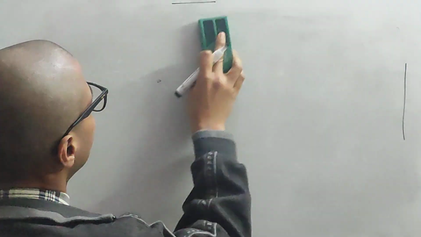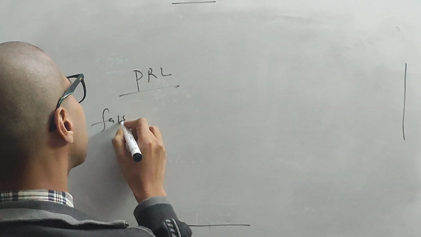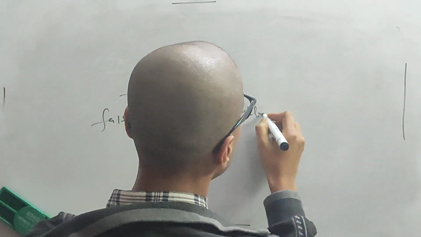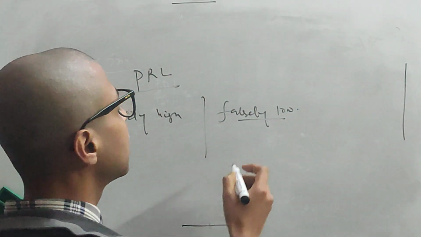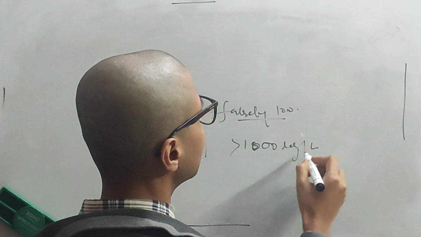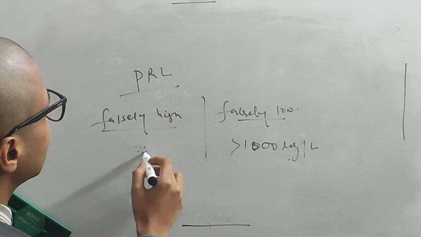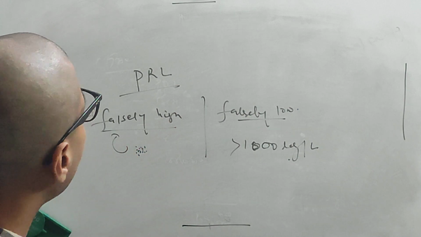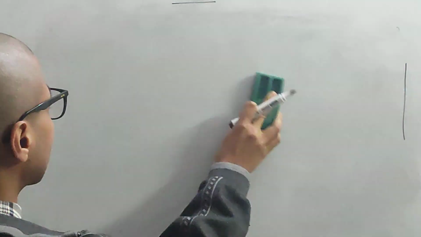Okay. Talking about serum prolactin level, sometimes you can get falsely high serum prolactin, sometimes falsely low. So what are the conditions? Here you can get falsely low serum prolactin if the serum prolactin is greater than 1000 microgram per liter. You can get falsely low values, and sometimes these prolactin molecules aggregate with each other, and in that condition you can get falsely high serum prolactin level. So these are the investigations.